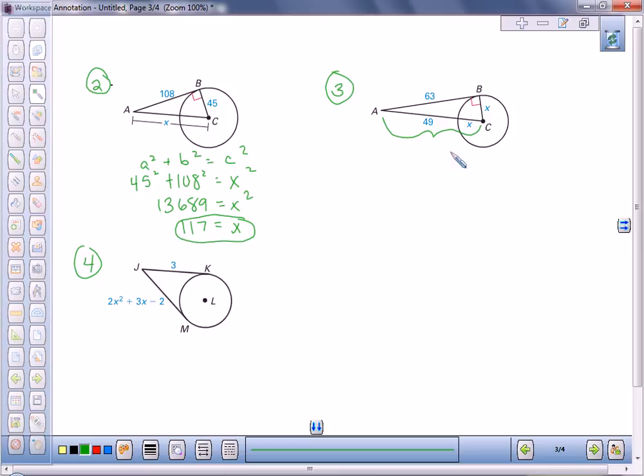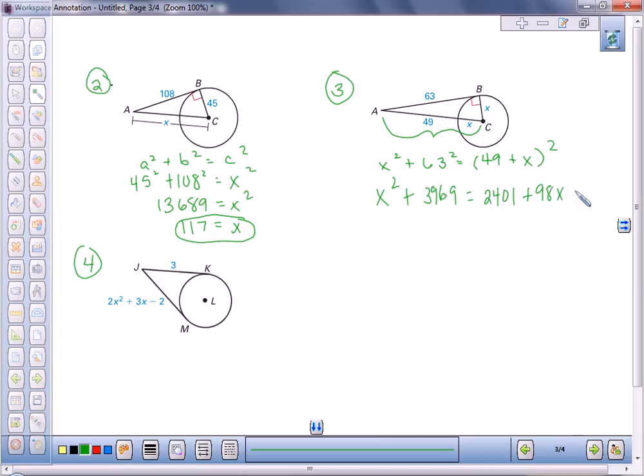Okay, for this one, when we do A squared plus B squared equals C squared, C is this entire length. It's the 49 and the x, so we have to write that as 49 plus x. Here we get x squared plus 63 squared, and 63 squared is 3,969. And then here we square the first, and we get 2,401, double the product, 98x squared.